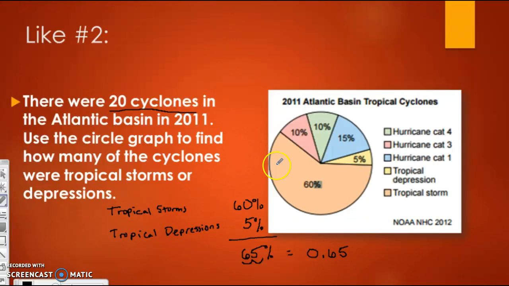So to find the actual number of storms, not just the percentage, I'm going to multiply that times the total number of storms. That's like saying 65% of 20, okay? Because 65% of the total of 20 storms is how many were tropical storms and tropical depressions. So I'm just going to stick that in my calculator here. And I get 0.65 times 20. So approximately 13 were tropical depressions or tropical storms.